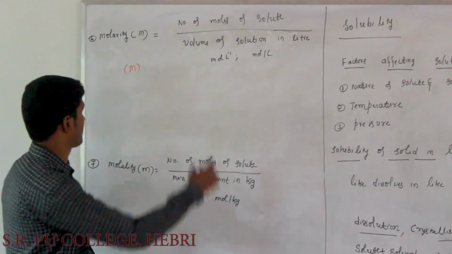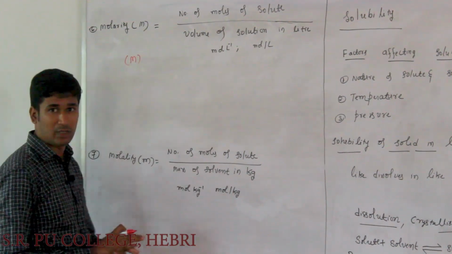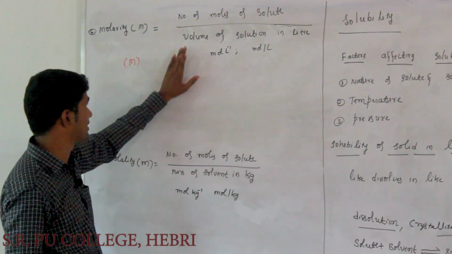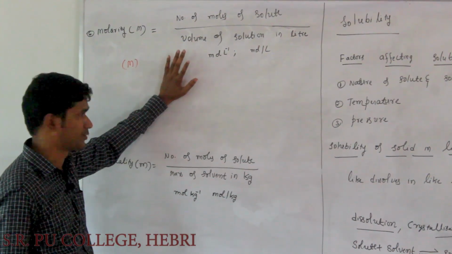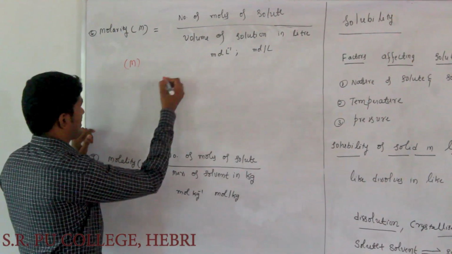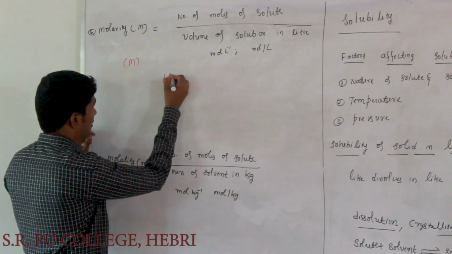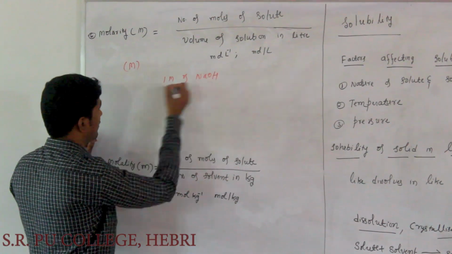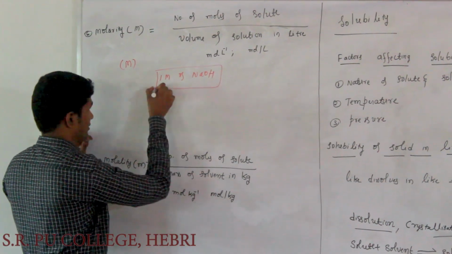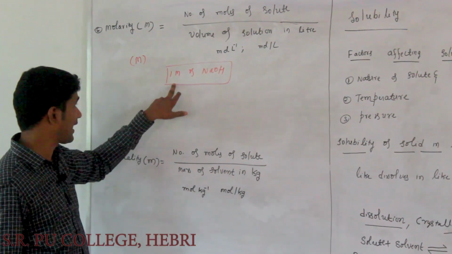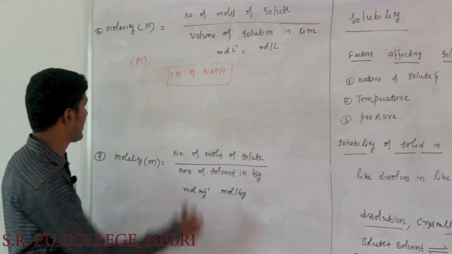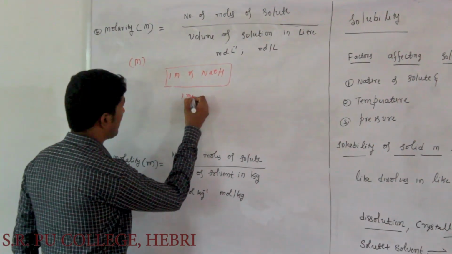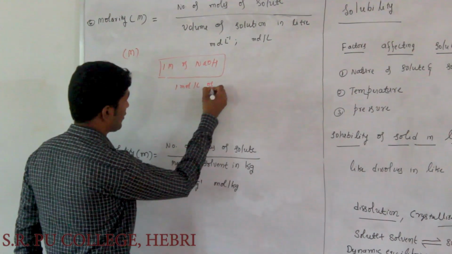Let us see how to prepare these molar solutions. I will give you examples for the preparation of molar solutions. For example, take a 1 molar solution of NaOH. What do you mean by a 1 molar NaOH solution? 1 molar means 1 mole per liter of NaOH.